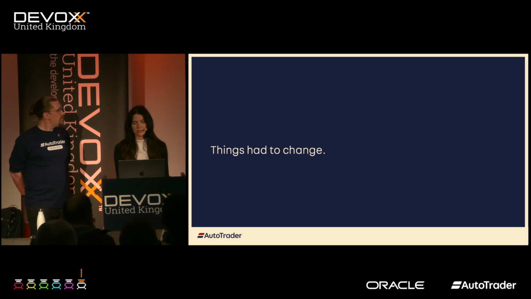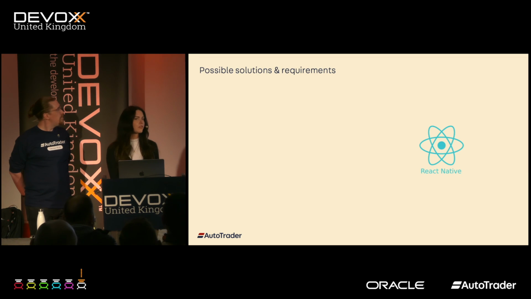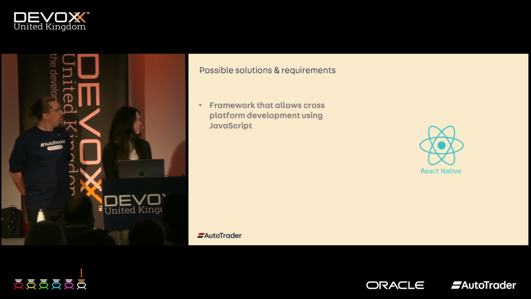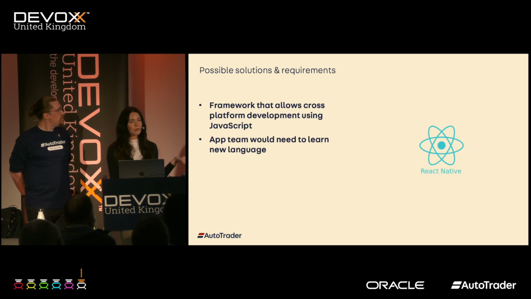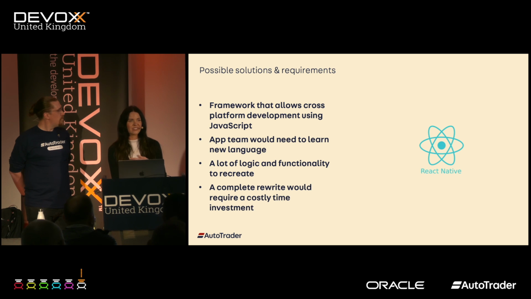and it meant that we had to change the way we worked. So we came up with a few possible solutions, and one thing we looked into was React Native. If you don't know what React Native is, it's a framework that allows cross-platform development using JavaScript, but that would mean that the team would need to learn a new language. And it would also mean that we'd have to recreate a lot of functionality and logic, and you know what, a complete rewrite of the apps would take a lot of time, so we decided against that approach.